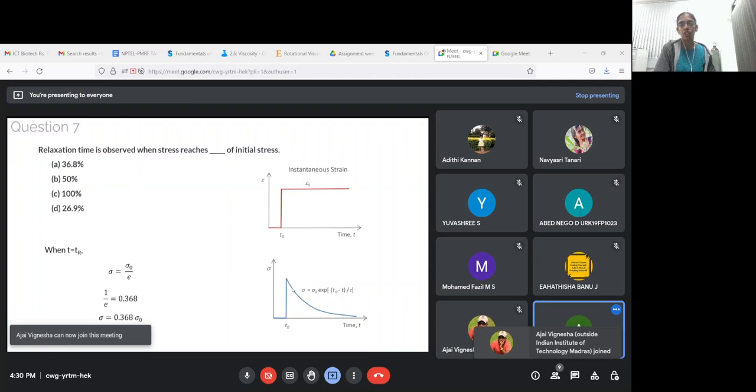So the moment your stress comes down to a value such that it is now 0.368 of the sigma naught, that time is known as the relaxation time. You can calculate the relaxation time of a fluid by measuring the shear stress over time for a certain shear strain, and from that you can calculate the tau. The relaxation time can give you an idea of the Deborah number, the kind of fluid that you're dealing with, whether it is more viscous or less viscous in the viscoelastic fluid. So the correct answer to this question is option A.